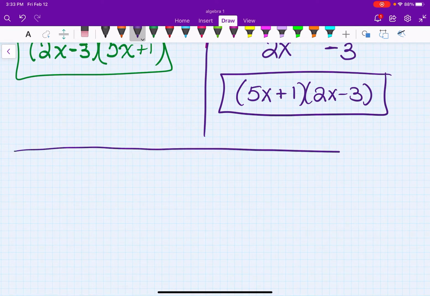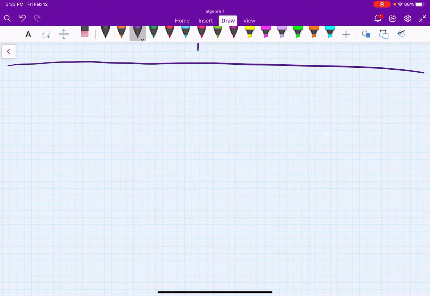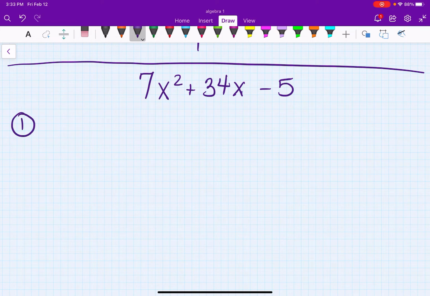And again, if you've already decided box or grouping, I'd only watch the one that you like, because there's no point in confusing yourself. First step, what's the GCF? There always is a GCF, you just have to figure out what it is. Is there anything that goes into 7, 34, and 5? No, so it's 1.